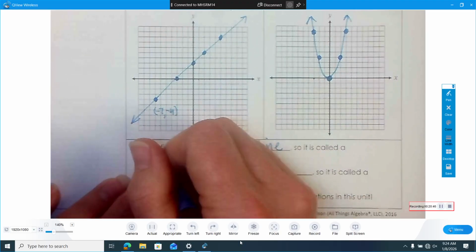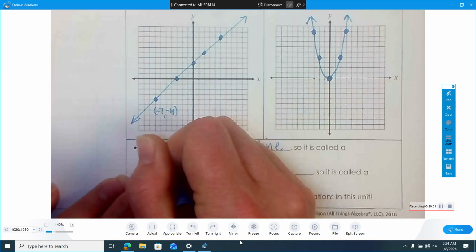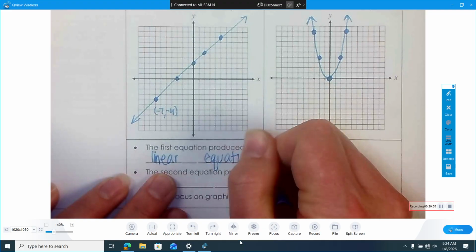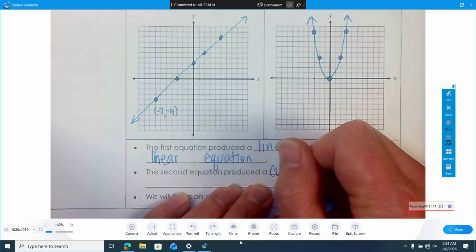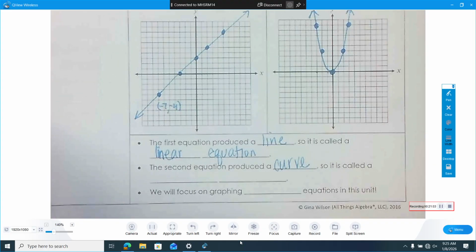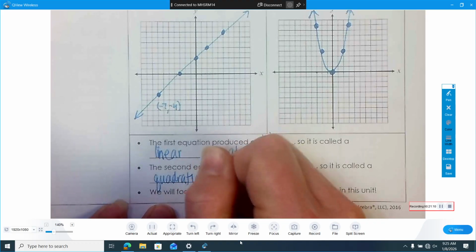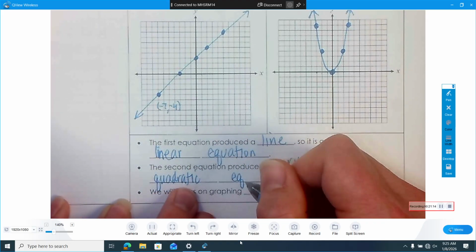And so it's called a linear, L-I-N-E-A-R, linear equation. Again, because it gives us a line. The second equation produces a curve. So it's called a quadratic equation, Q-U-A-D-R-A-T-I-C.